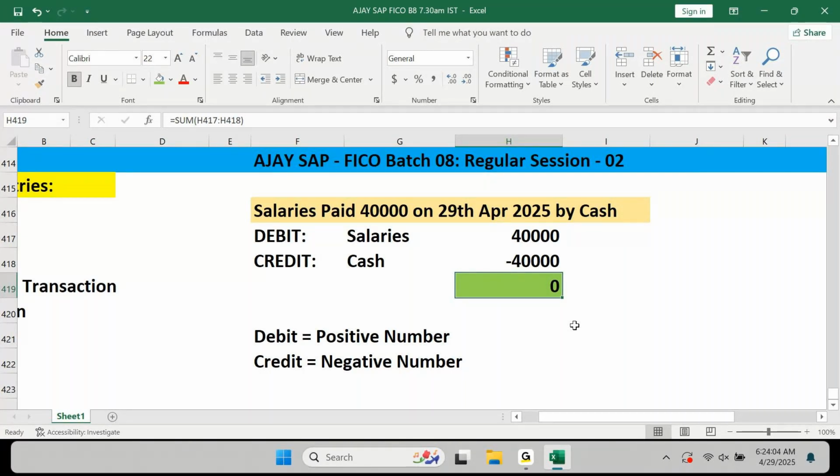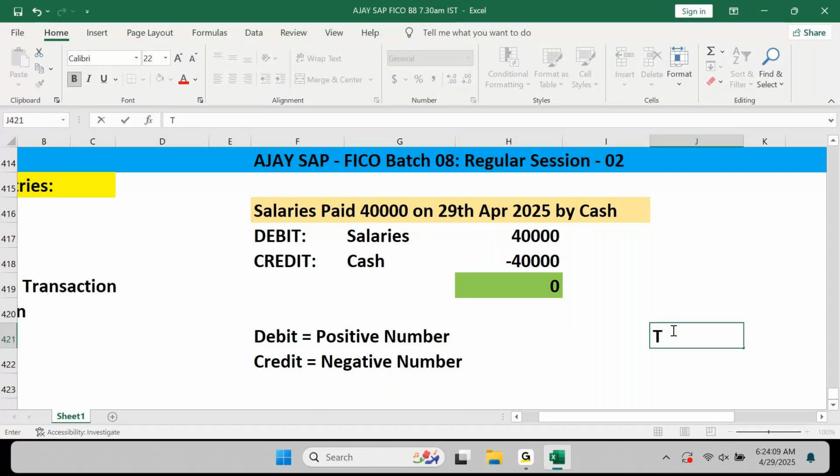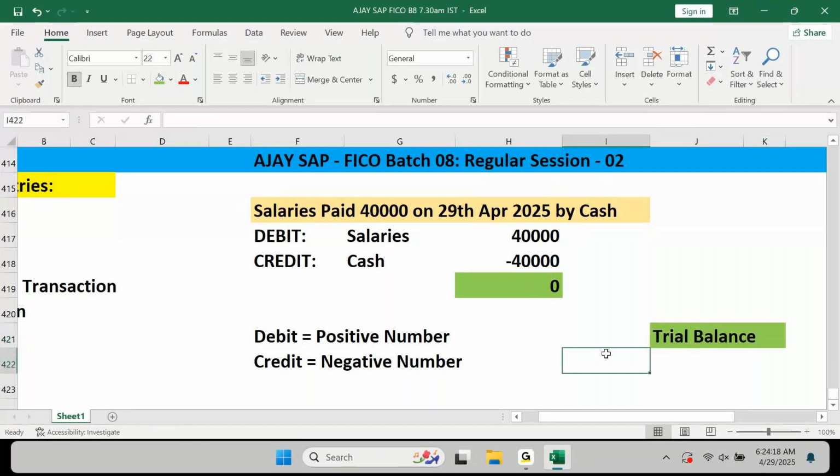Okay, another fundamental which we need to look at is a trial balance. When you're looking at a trial balance, at any given point of time, what value should it show? 0 or any number? Zero. The trial balance has to be 0 at any given point of time. Am I correct? Yes. If your trial balance is not becoming 0, your accounting is not correct. Is my statement correct? Yes.